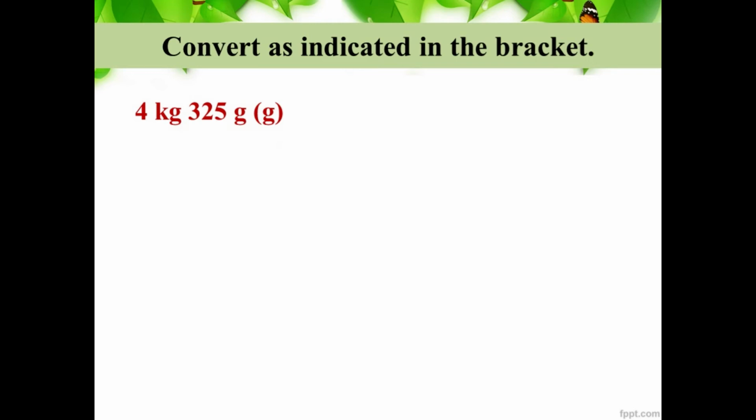So 4 kg. Kg is kilogram. So we have to convert 4 kg to gram, and 325 is already in gram, so we need not convert it. We have to just convert 4 kg to gram first, and then add it with the 325 gram.